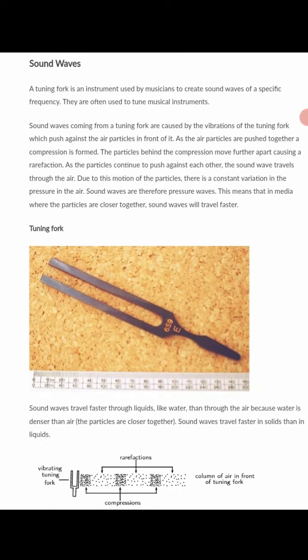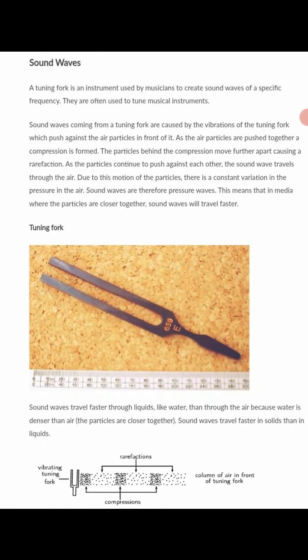Now, sound waves coming from a tuning fork are caused by the vibrations of the tuning fork, which push against the air particles in front of it. As the air particles are pushed together, a compression is formed, a region of closeness. Then the particles behind the compression move further apart, causing a rarefaction. As the particles continue to push against each other, the sound wave travels through the air. Yes, sound waves travel through the air, but they need a medium for them to be generated.